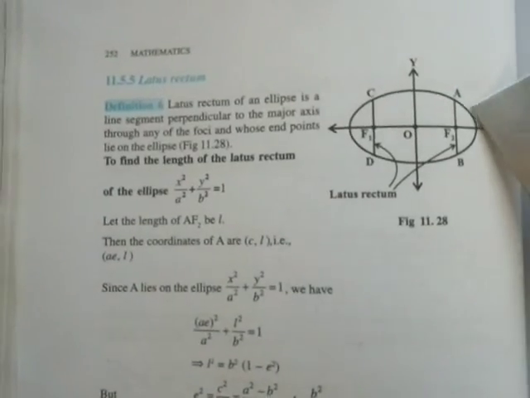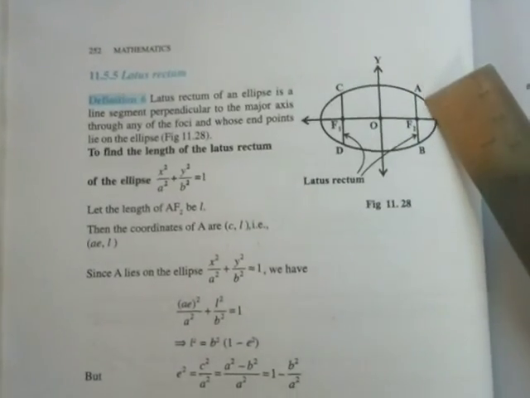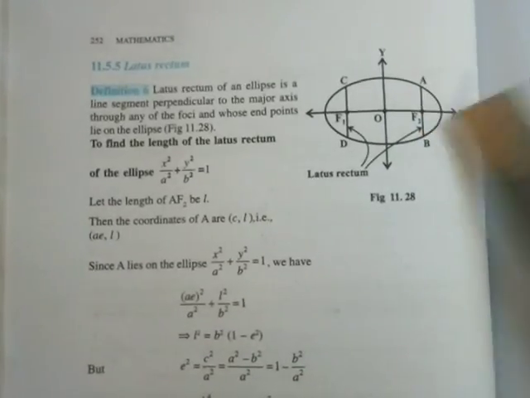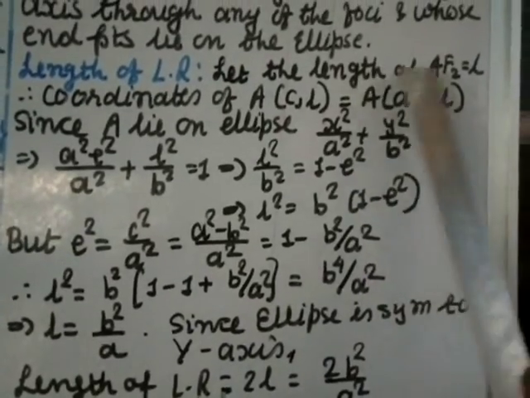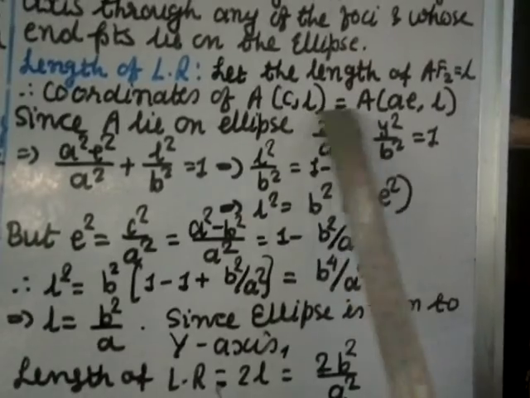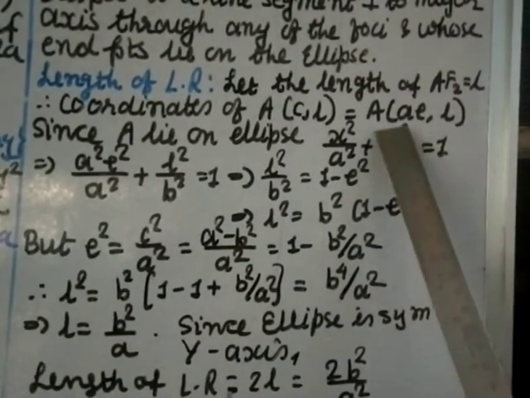In the figure you can see this distance AF2 I am taking as l. So the total length AB will be AF2 plus the same on the other side, because it is symmetric, so we take twice l. Now if I take AF2 equal to l, then the coordinate of A will be (c, l), and c can be written in terms of eccentricity as (ae, l).